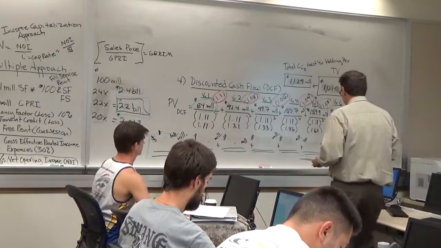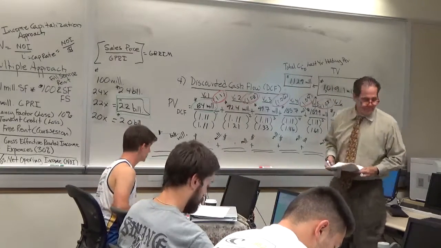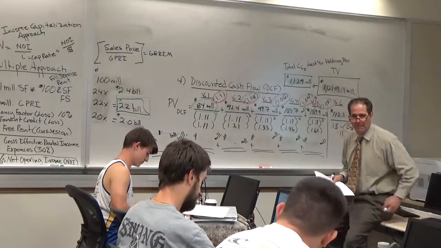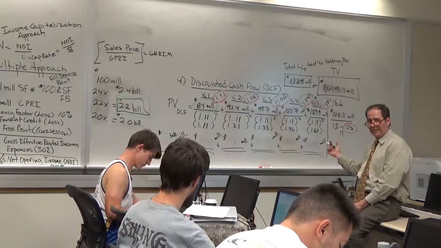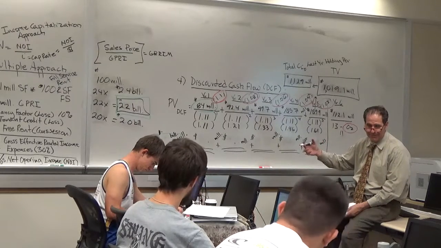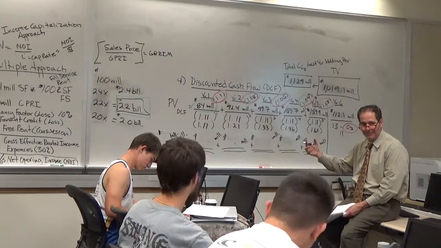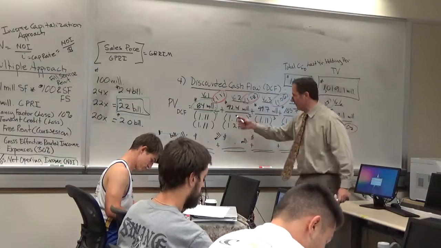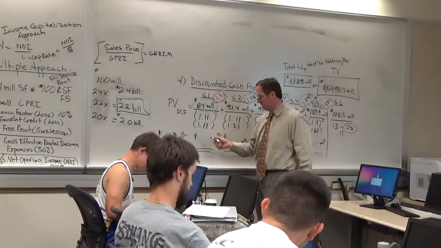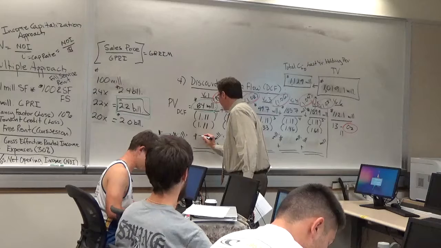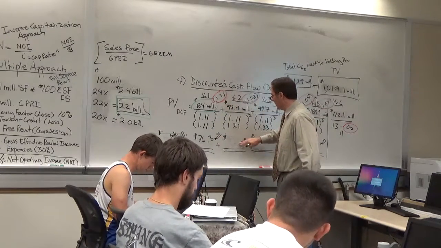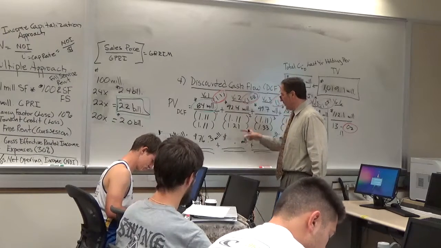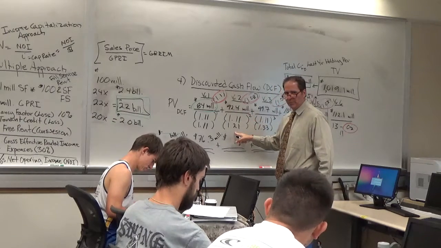All right. So, where do you want to start? We can start back here, we can start up there. Year one. So, what's 84 million divided by 1.11? 76.3. Okay, can I get confirmation? Yep. Okay. What's 92.4 divided by 1.21?